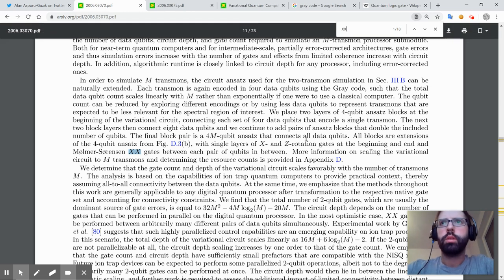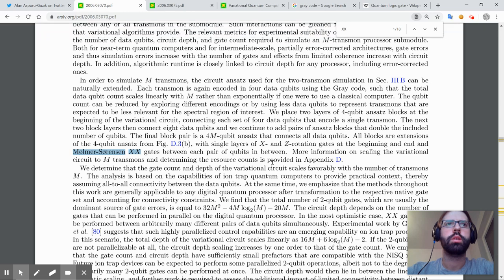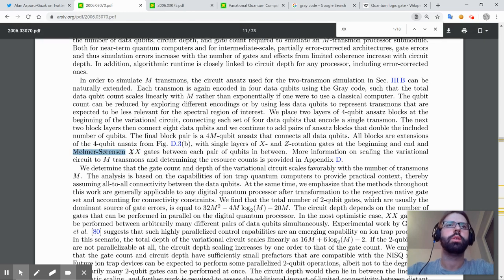Final block pairs. All blocks are extensions of the 4-qubit ansatz with single layers of X and Z rotation gates at the beginning and end, and Mølmer-Sørensen gates between each pair of qubits. So this is the Mølmer-Sørensen gate. Okay, so what is... I wanted to dig into this already for quite a while. So what is this gate?